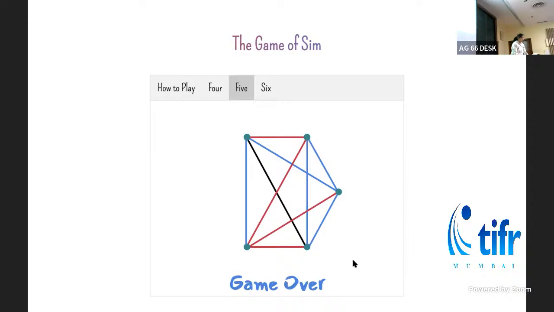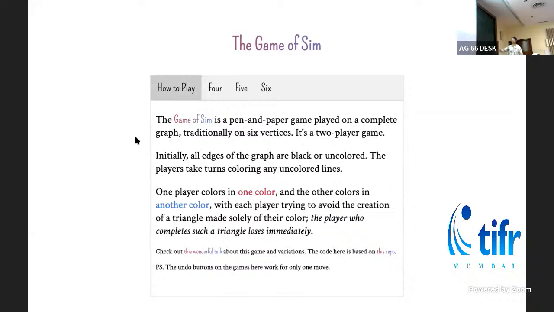No. The person who completes a monochromatic triangle loses. Yeah. All right. Okay, so I'm sure you're a skilled player of Sim, but you just have the rules.